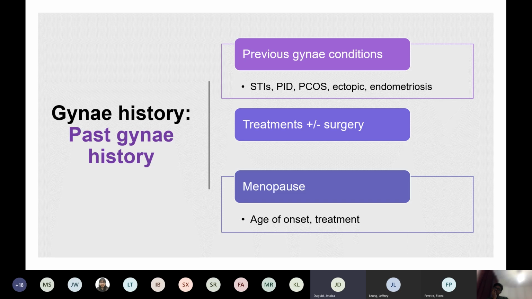And then if a woman is slightly older, you might want to ask about menopause. So you want to ask about the age of menopause, and you also want to ask about what treatment they're on. So you don't need to worry about that so much in younger women, but if a woman is older, you might want to think about asking about that. So that's the past gynae history.